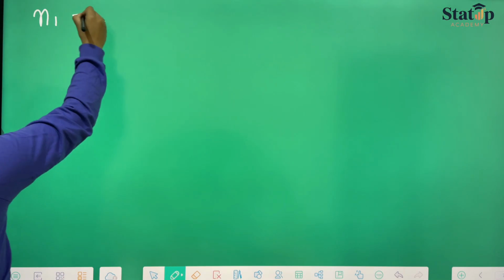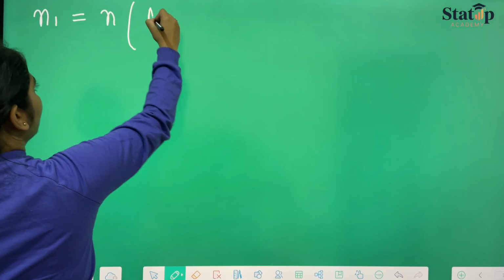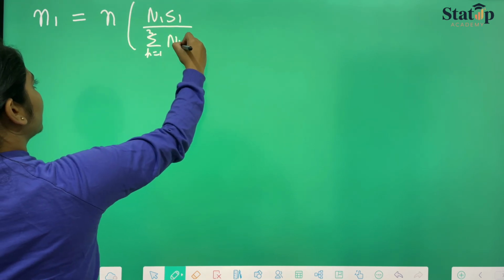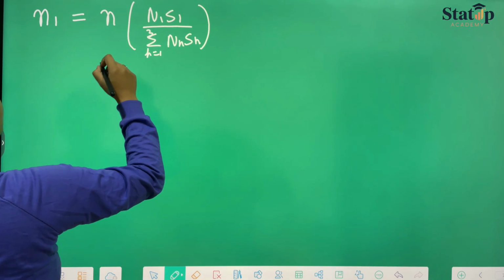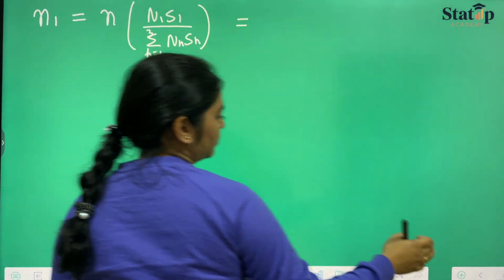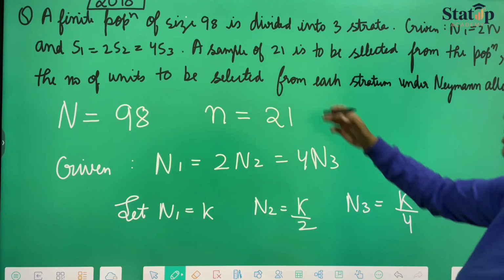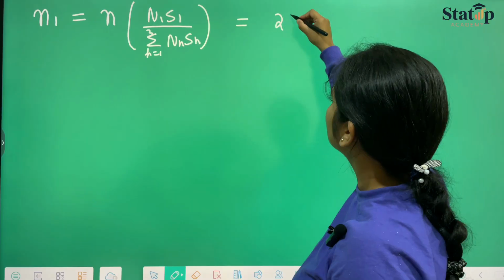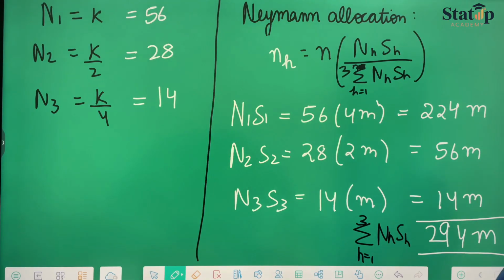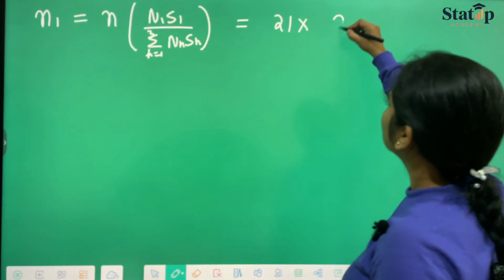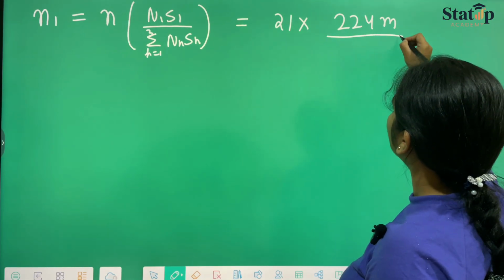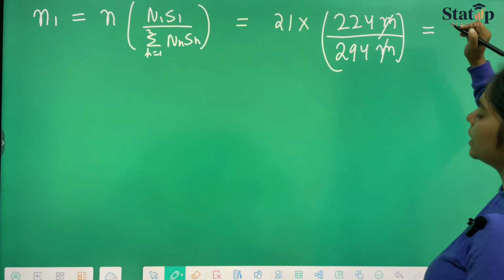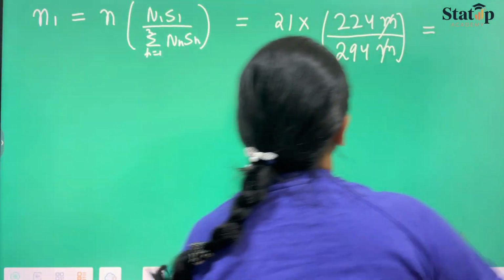The n1 is equal to small n into N1 S1 upon summation h goes from 1 to 3 N_h S_h, which is equal to small n, which was 21 in the question. So 21 into N1 S1. N1 S1 we calculated here as 224M, 224M upon the total 294M, which when cancelled we will be getting the answer as 16.